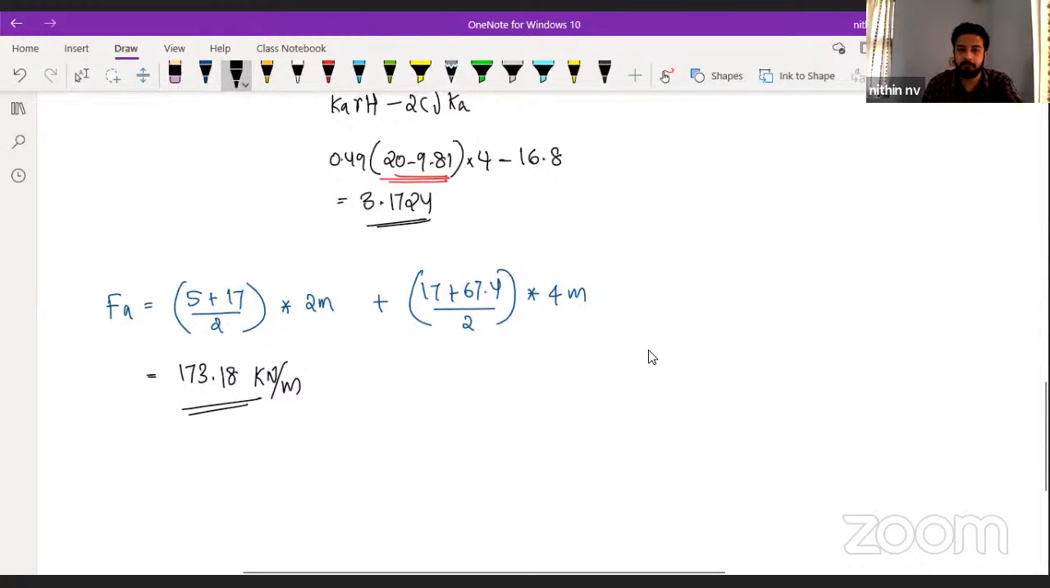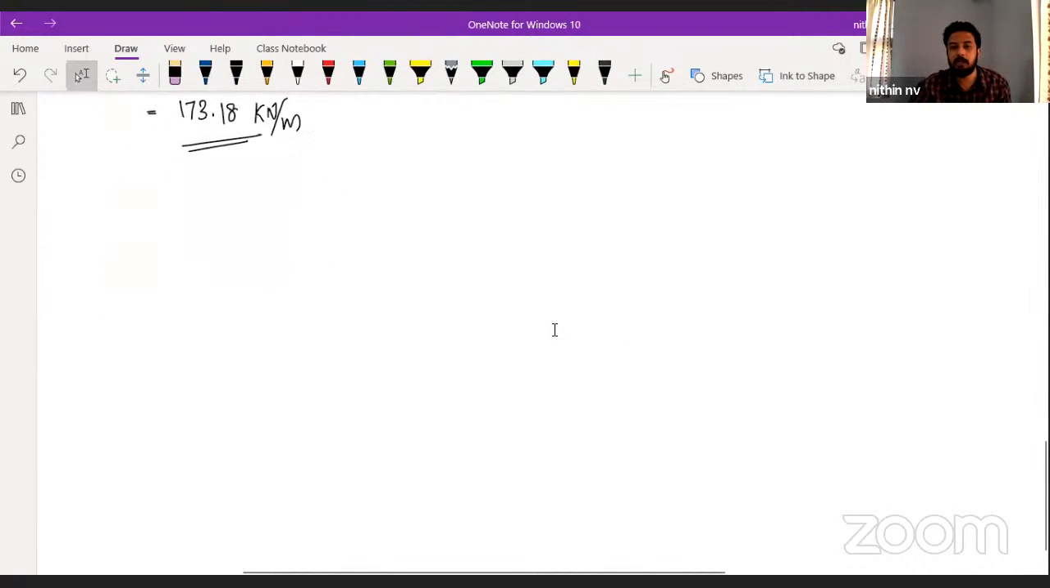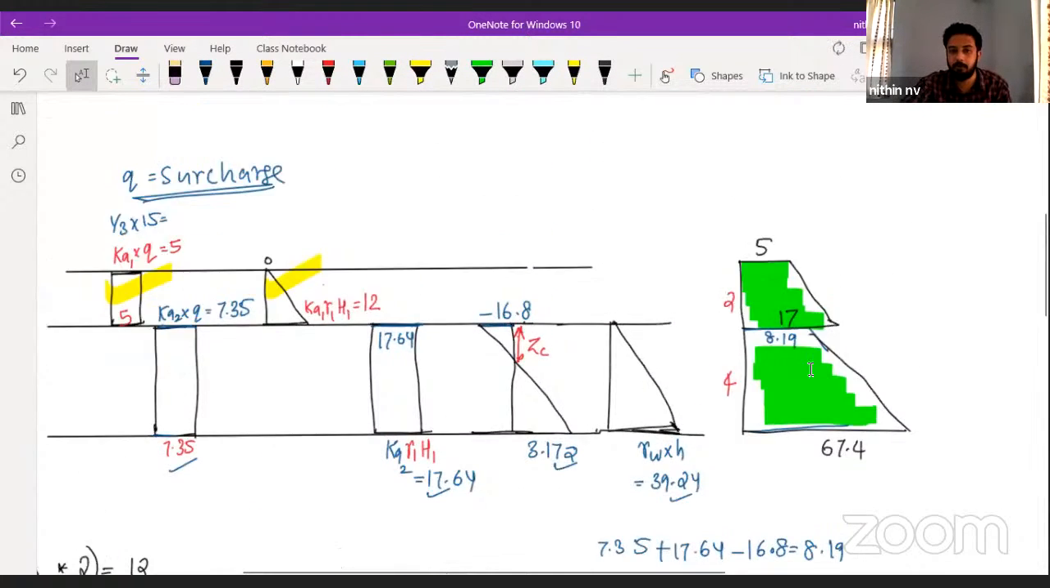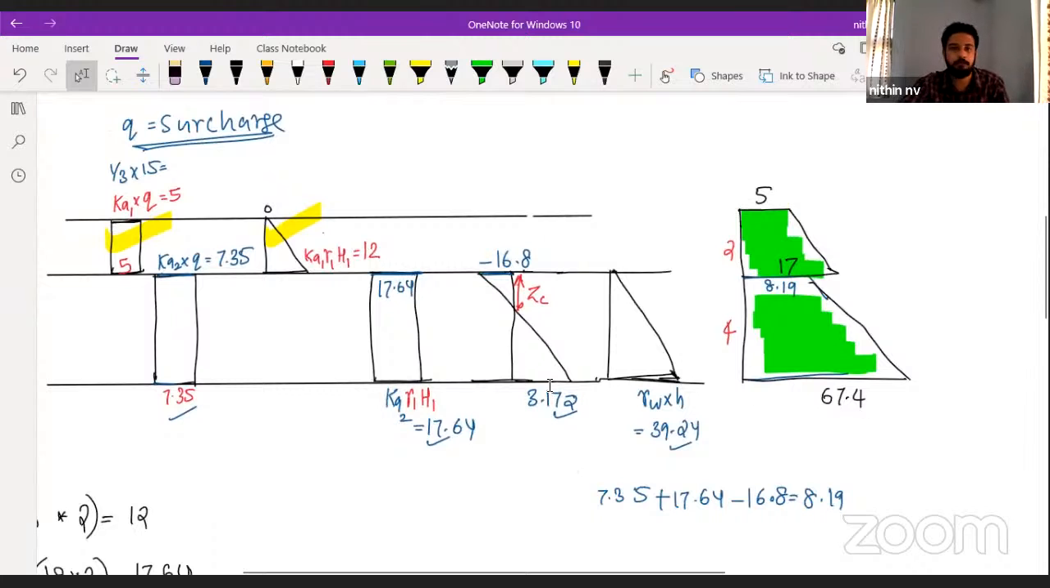Now see guys, very important. What is the unit of this 5 and 17 and all? This is kilonewton per meter square. We are multiplying with the corresponding depth of soil, so we are getting kilonewton per meter. Very important in the question. Sometimes they will ask what is the active earth pressure. If they are simply asking what is the active earth pressure, it means they are asking at a particular layer. They can ask either at the topmost point, so the answer will be 67.4.